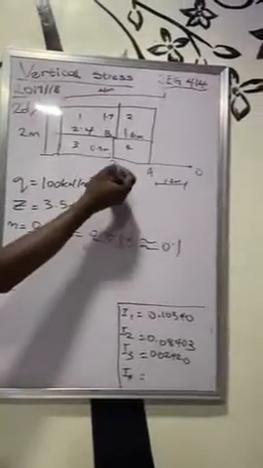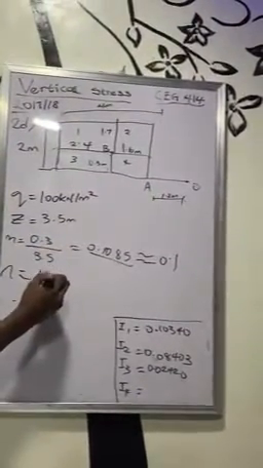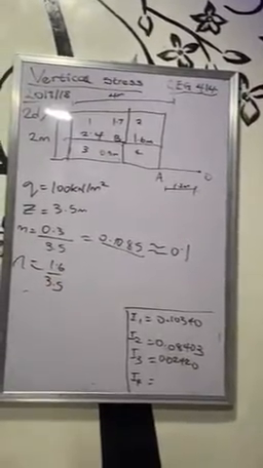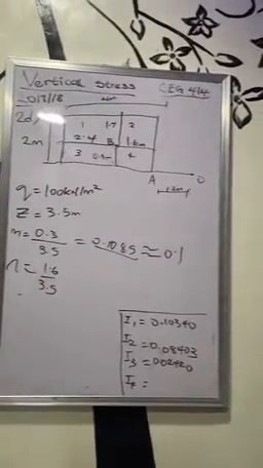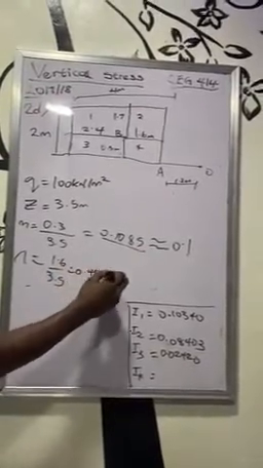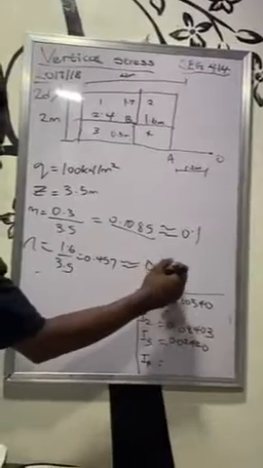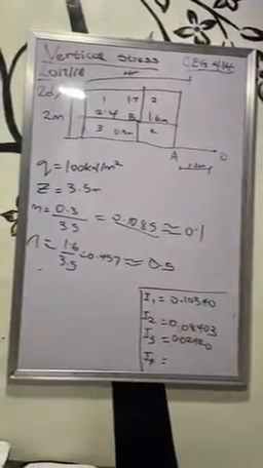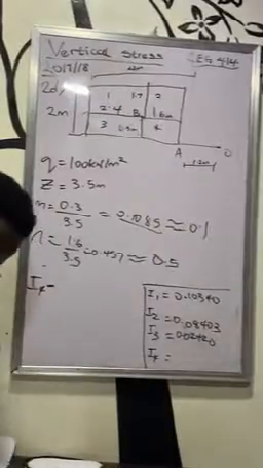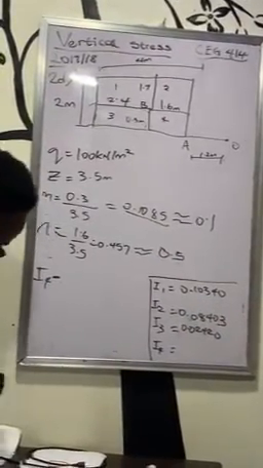So n here, that's L prime over Z. My L prime is 1.6, divided by 3.5. The exact value will give 0.457. But this will waste my time and I have to interpolate. I can approximate this to get 0.5. Hope you're following with me. When you check this on the influence factor table, my I4 will be 0.01978.